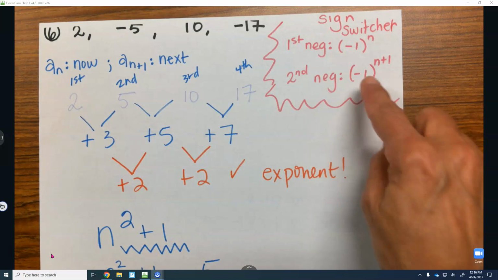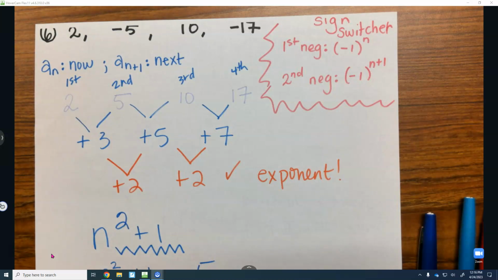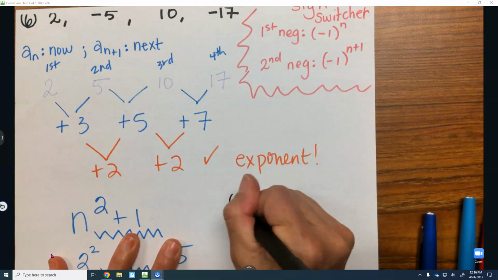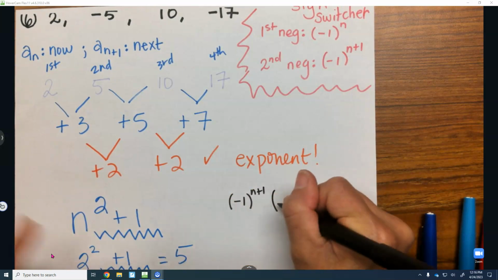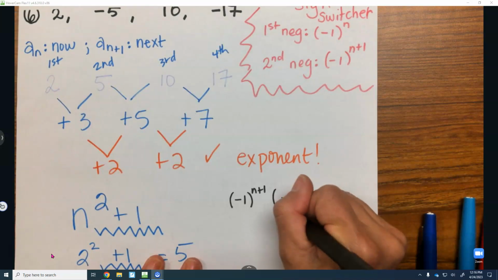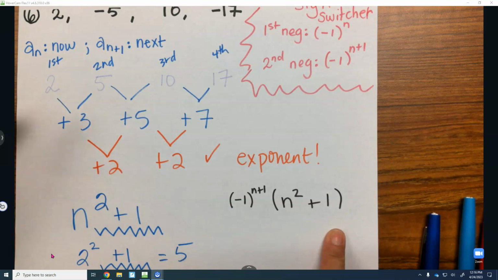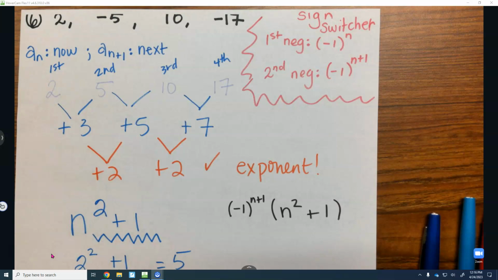But we have to put this in front because the signs alternate. Here's how this is going to look. Here's the rule. It is going to be negative 1 raised to the n plus 1 times this right here, n squared plus 1. That rule matches this pattern exactly. So that's the answer.